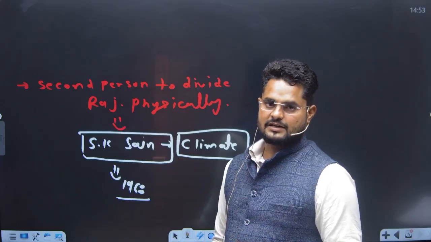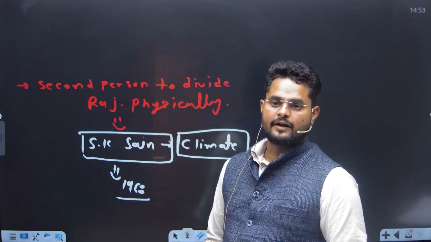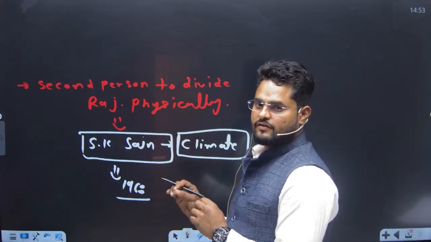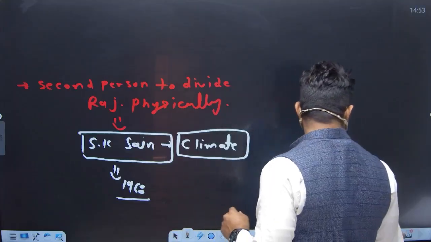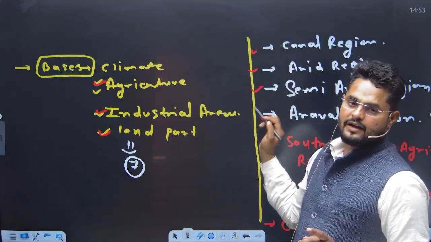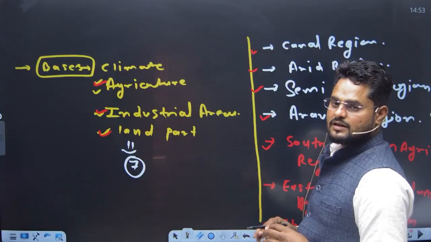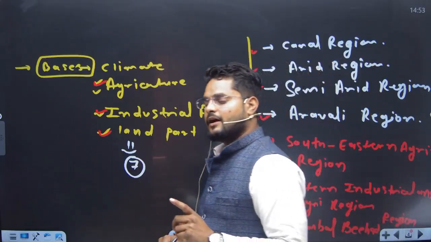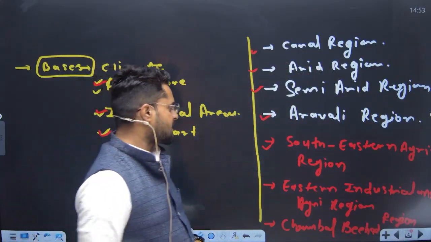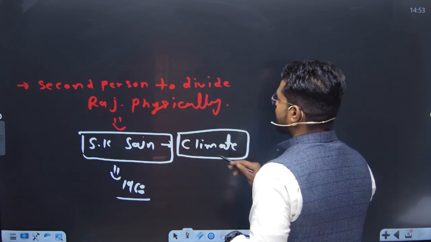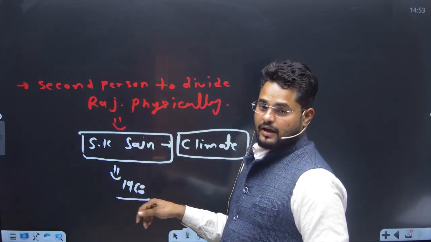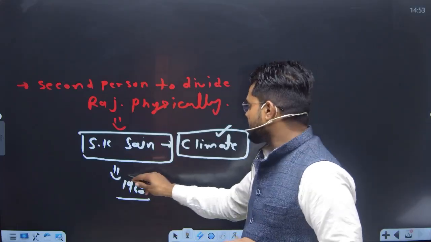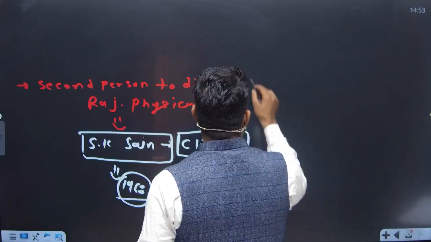Dear student, who was the first person? Professor V.C. Misra, in 1967 or 68. He divided Rajasthan into 7 physical regions: canal region, arid region, semi-arid region, Aravalli region, southeastern agriculture region, eastern agriculture and industrial region, and last, Chambal Behead. And who was the second person to divide Rajasthan physically? That is S.K. Sen, on the basis of climate, in 1968.